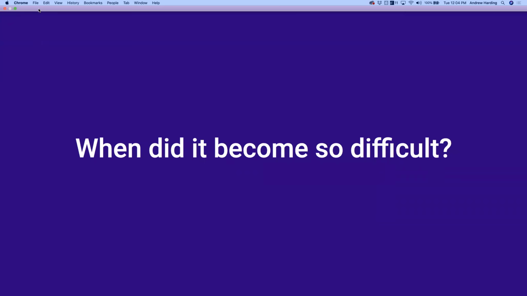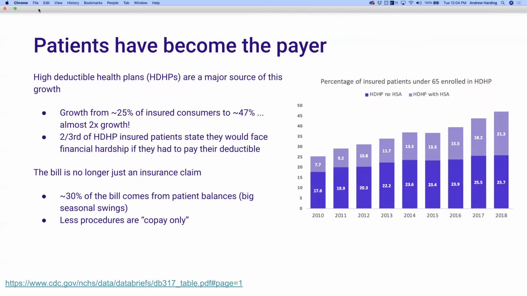So, when did it become so difficult? Taking us through the history lesson, honestly, in the last few years, patients have become one of your payers. The growth is primarily led by high deductible health plans, these HDHPs. If you look at that graph on the right there, in the last almost decade or so of high deductible growth, the number of insured patients under 65 that have gone on to a high deductible health plan has about doubled. You're moving from about a quarter of insured patients up to almost half of the insured population now under an HDHP.